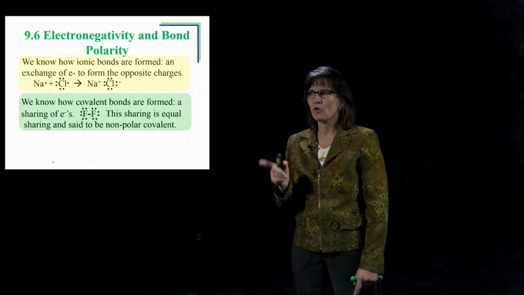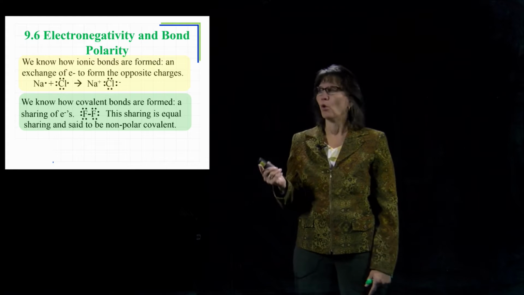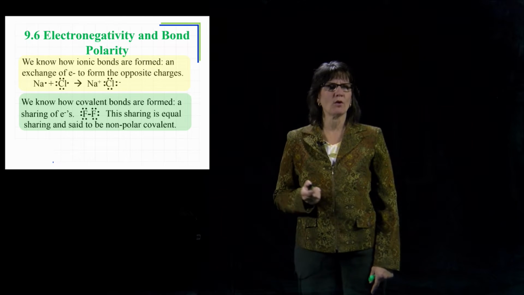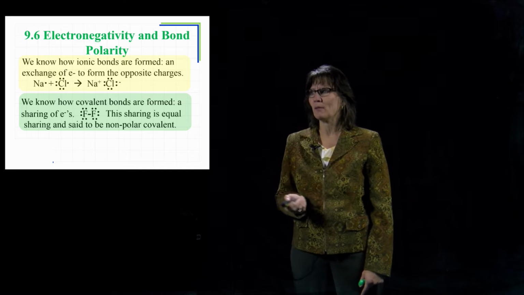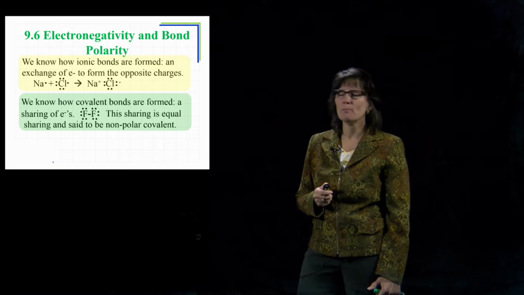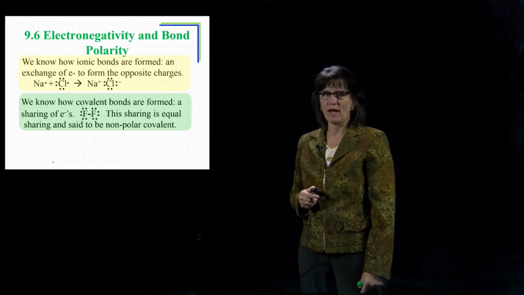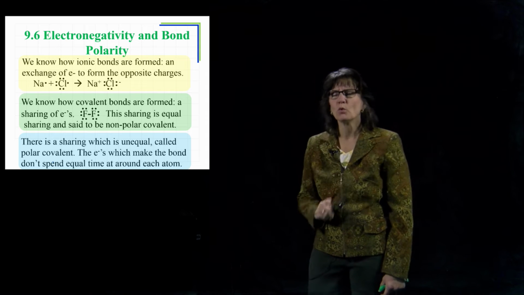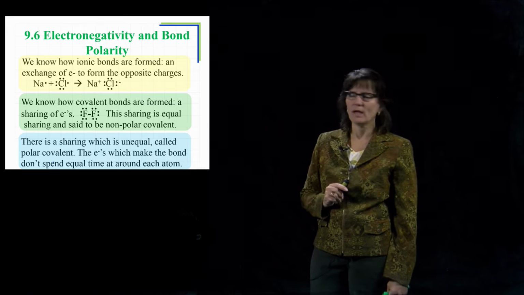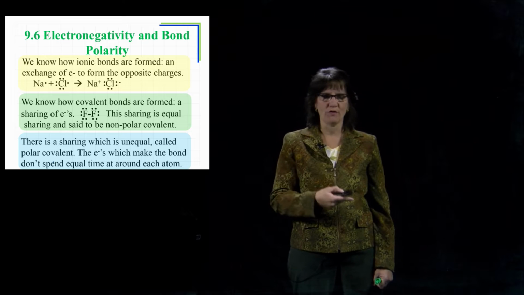We know that a covalent bond is formed by sharing two electrons, or maybe more, between atoms. If there is equal sharing between those two, we call it a pure covalent bond, or, more commonly, a non-polar covalent bond. There is equal sharing between the two atoms. But there is a world in between those two levels. There is a sharing that is unequal, and when the sharing is unequal, we call that a polar covalent bond.